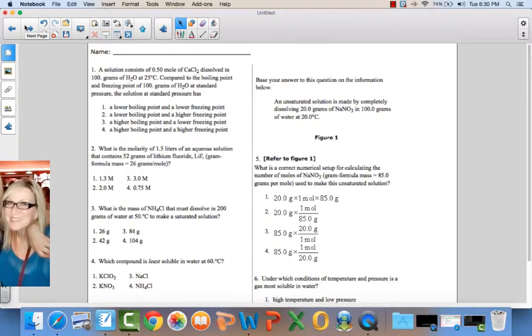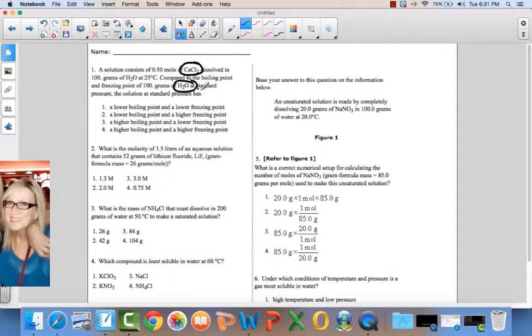All right, the first question says, a solution consists of 0.5 moles of CaCl2 dissolved in 100 grams of water at 25 degrees. Compare the boiling point and freezing point of 100 grams of water at standard pressure to the solution. So they give you all this information, and honestly, really the only thing that you need to look at is CaCl2 and water. That is it. Everything else is irrelevant.